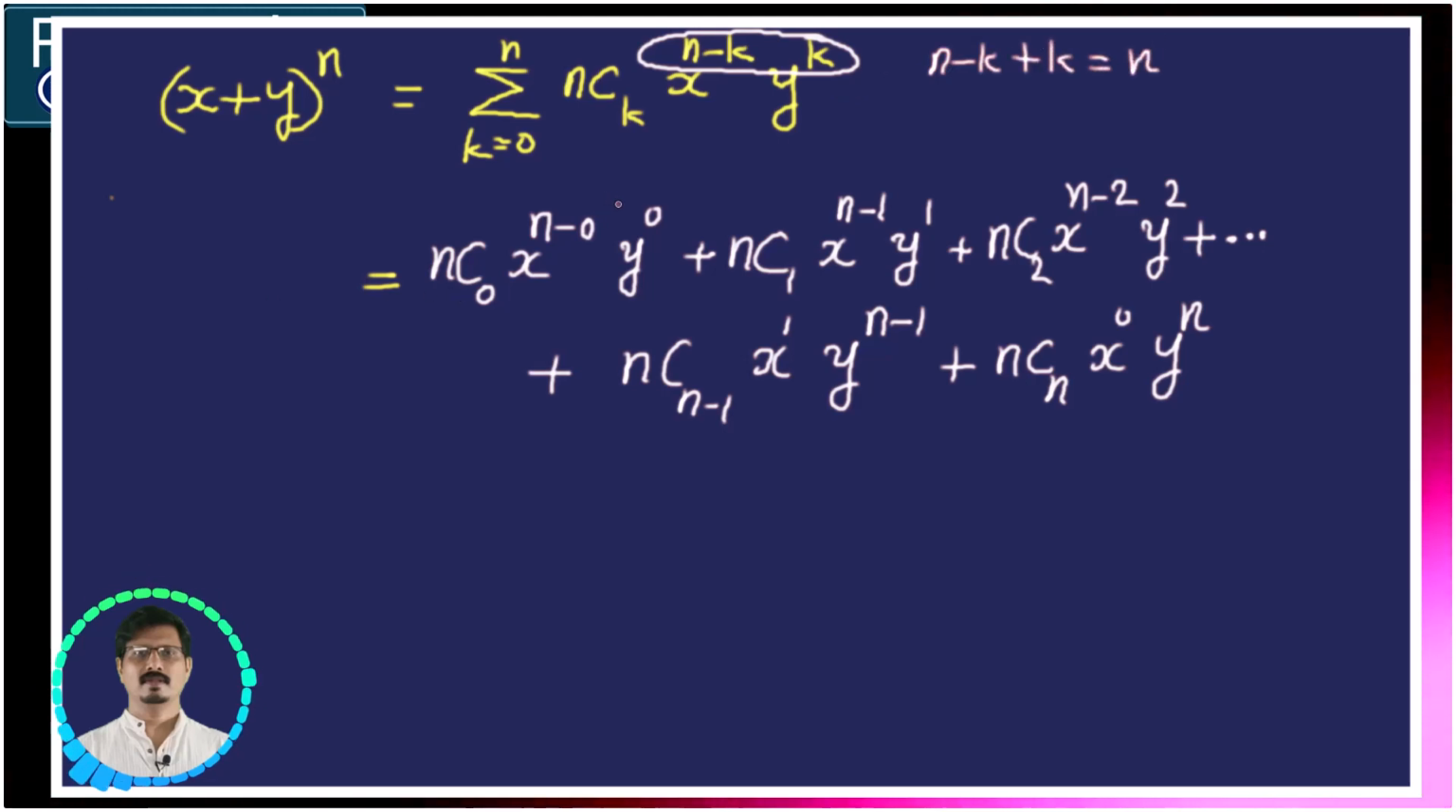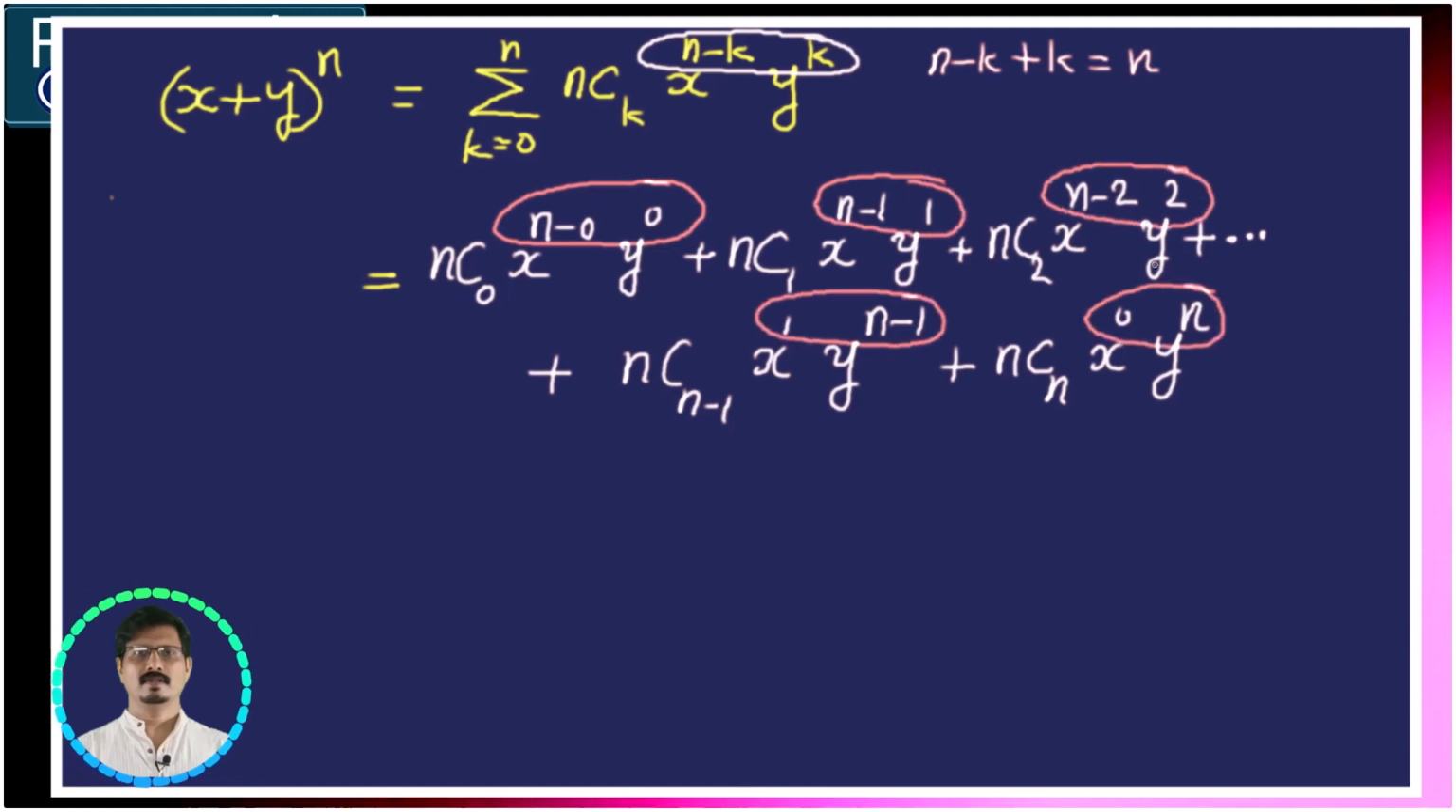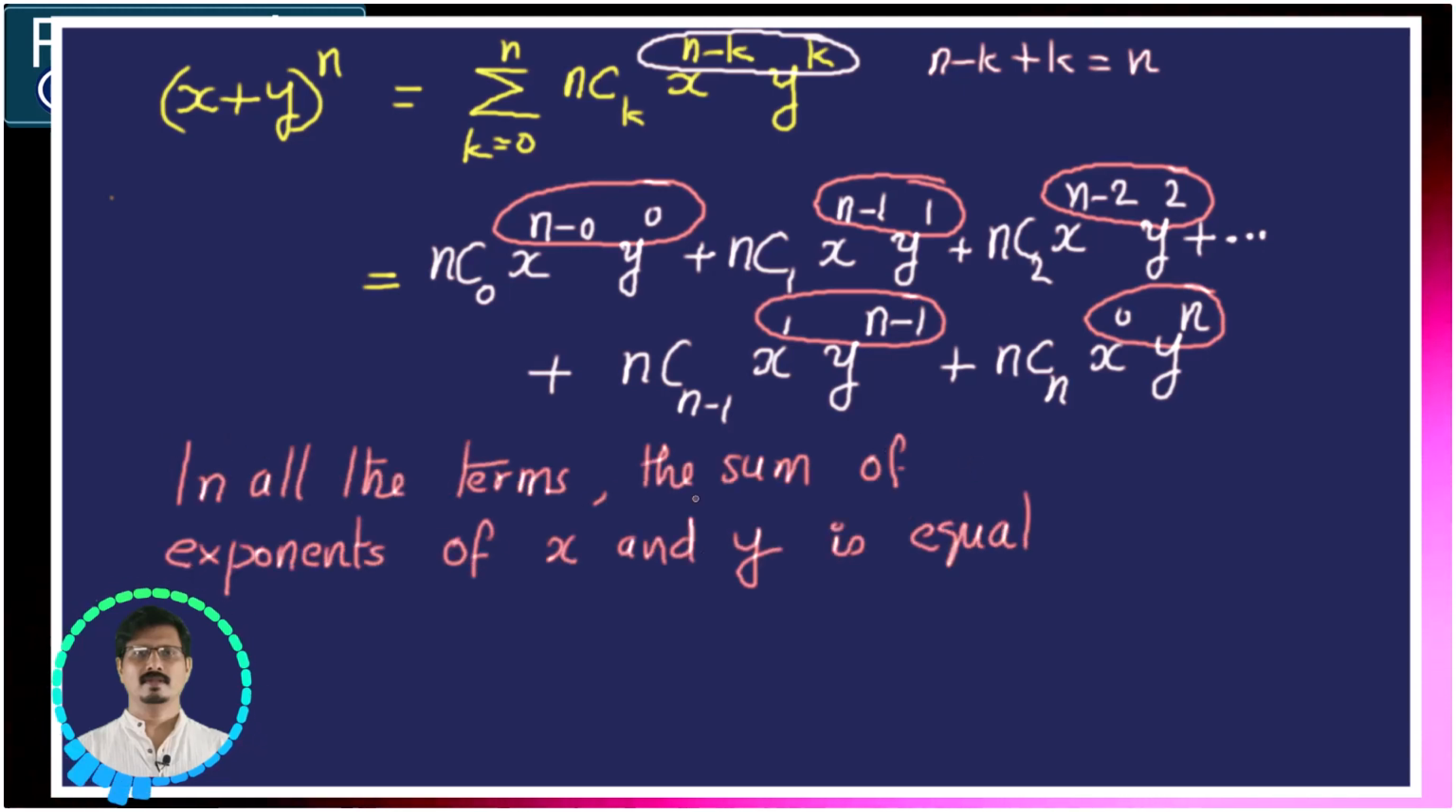And if you go to the expansion, you can see in each term, the sum of the exponents will be n. So, in all the terms, the sum of exponents of x and y is equal to n.